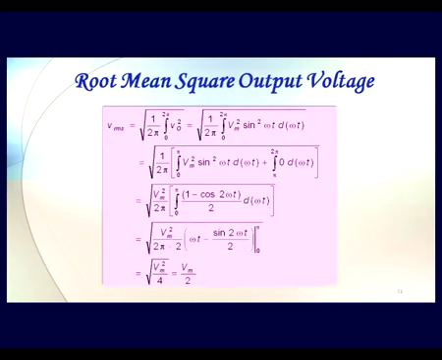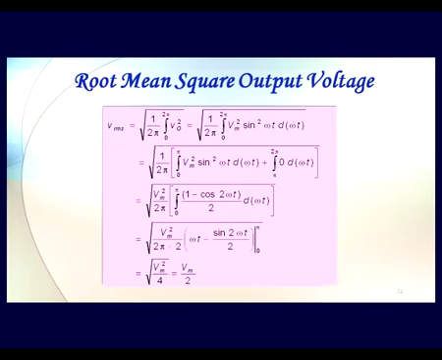Now another component that we need to look at in our rectifiers is the root mean square voltage of our output voltage. The root mean square component of our output voltage, Vrms, is nothing but the square root of 1 upon 2 pi, integral 0 to 2 pi of V output squared.